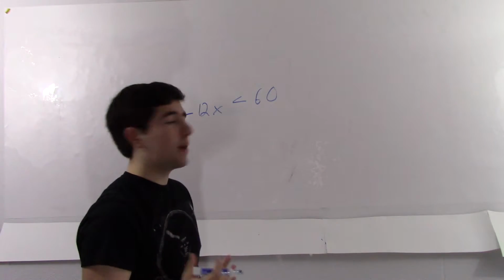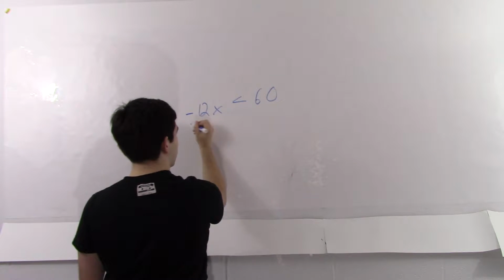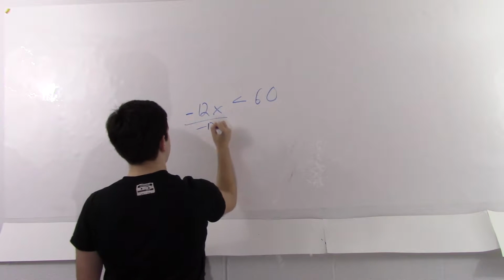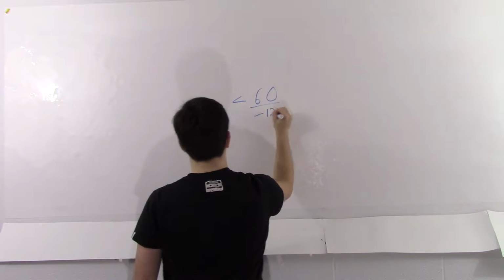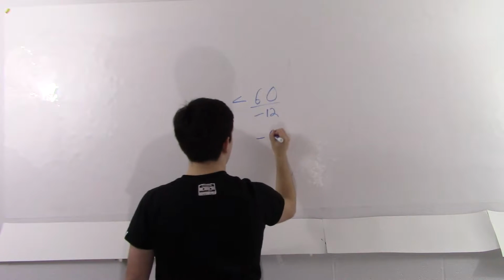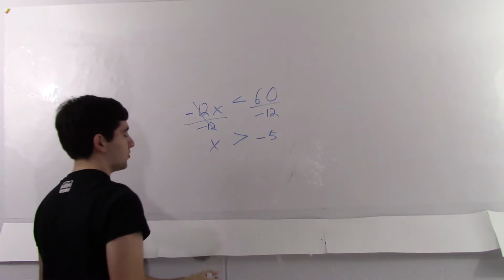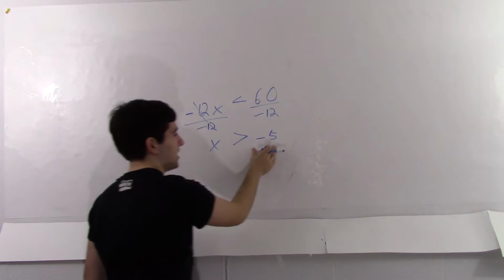And it works the same way with a less than sign. Here we have negative 12x is less than 60. Here we divide out negative 12, divide out negative 12, x, and then 60 divided by negative 12 is negative 5. And here we have a less than symbol, we're going to switch it to a greater than symbol. So our solution set is x is greater than negative 5.